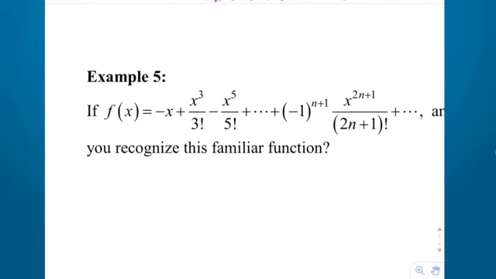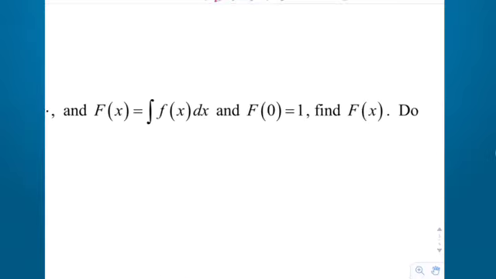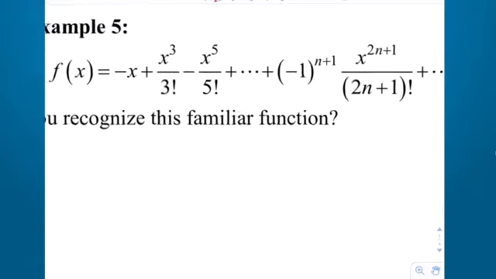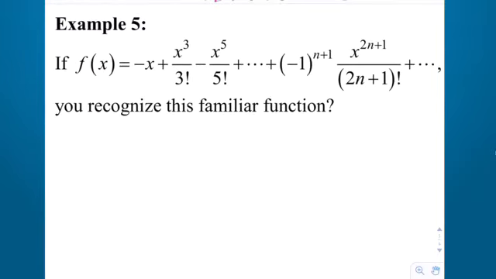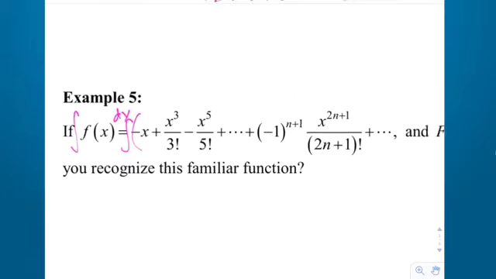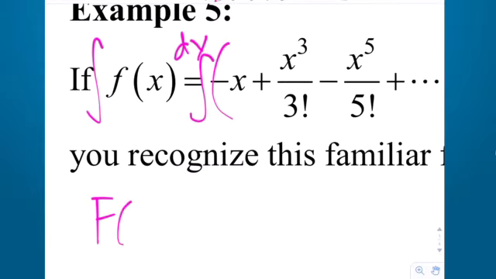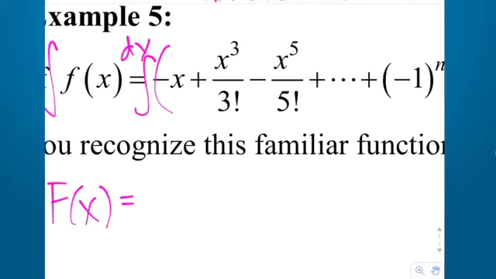Example 5. If f is equal to that, and big F is the integral, and f of 0 equals 1, find big F of x. All right, first things first. Let's go ahead and integrate both sides with respect to x. And notice the rule of sequences there. So the antiderivative of little f is big F. And leave a little space on the right side, past the equal sign. What would be the antiderivative of negative x?